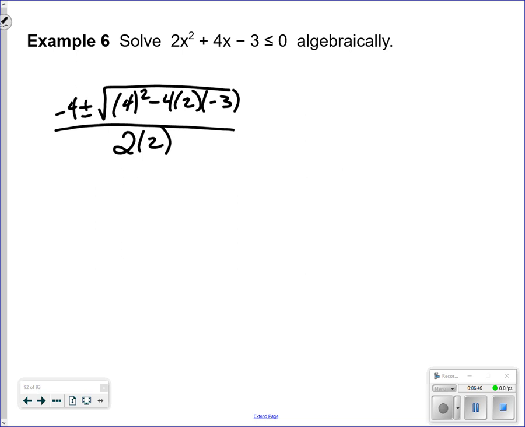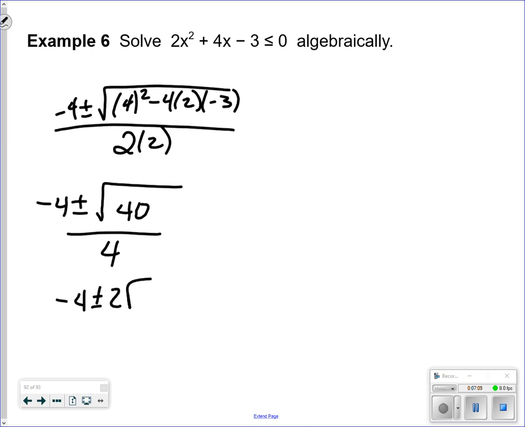The hard part about this, or what we've talked about previously, is known as the discriminant. It's the stuff under the radical. So the 4 squared minus 4 times 2 times -3. And I believe, doing that in my head right now, that's 40. Then I have to simplify the square root of 40, which is 2 square roots of 10.